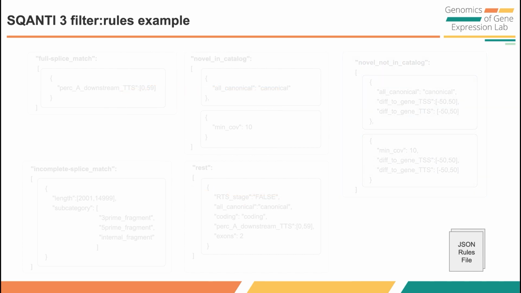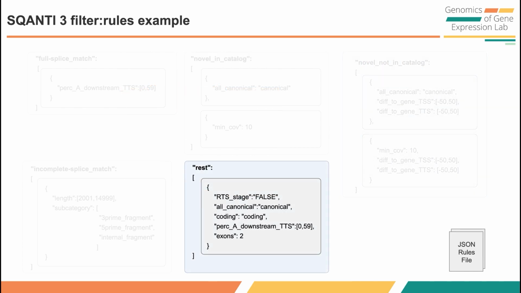For the rest of the categories, the transcripts will be kept if they meet the following conditions: not suspected of being an RT switching artifact, and all of their splice junctions are considered to be canonical. The transcript is coding, it is not an intrapriming product, and it is not a monoexon transcript.